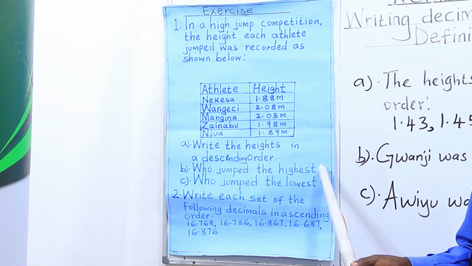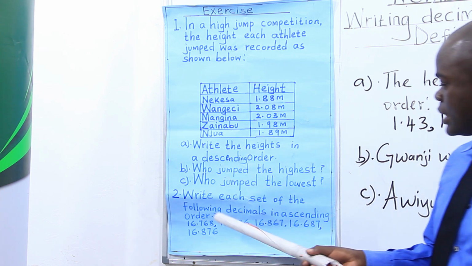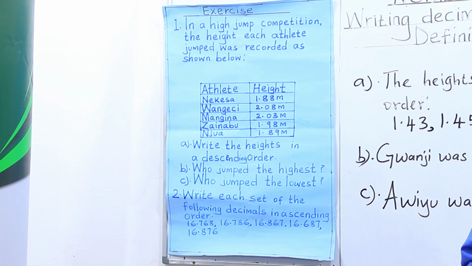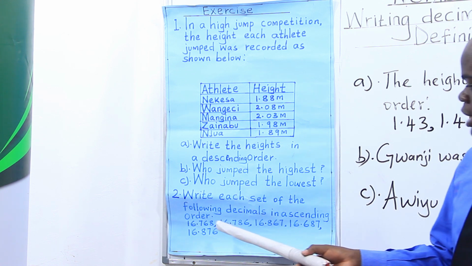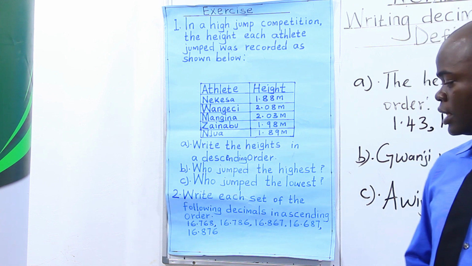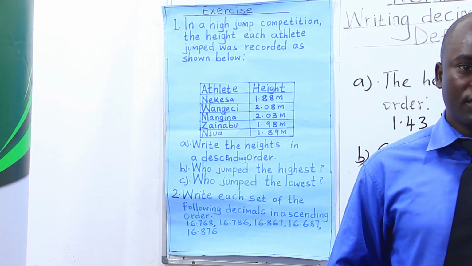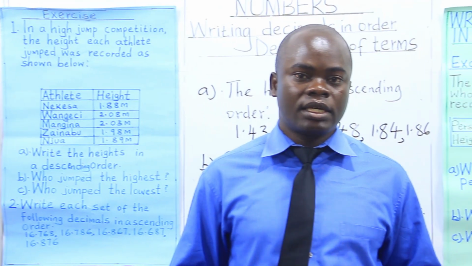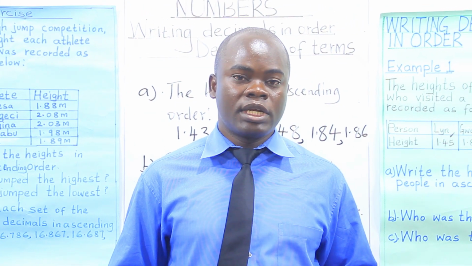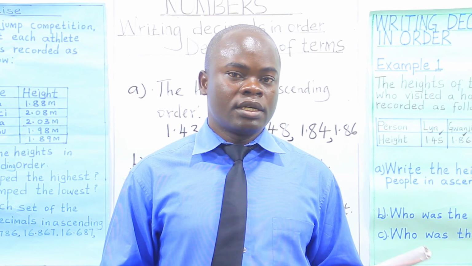B, who jumped the highest? Then C, who jumped the lowest? Then finally, number 2, write each set of the following decimals in ascending order. We have the numbers 16.768, 16.786, 16.867, 16.687, and finally 16.876. What you need to remember as you do these questions is that for you to identify, for instance, the smallest decimal, you look at the place value of a particular digit.